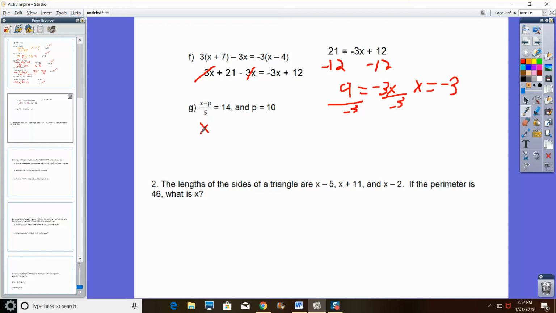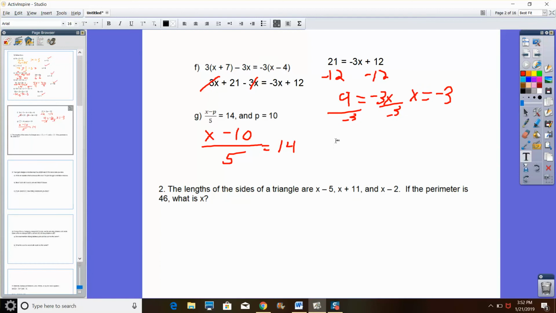So here we're going to go x minus 10 divided by 5, and that's going to equal 14. So here x is subtracted by 10 and then divided by 5. We're going to have a rather large number here, so we multiply by 5 on both sides. That's going to be x minus 10 equals 70, which means if I add 10, x is going to equal 80. X is going to equal 80, not 809, 80.